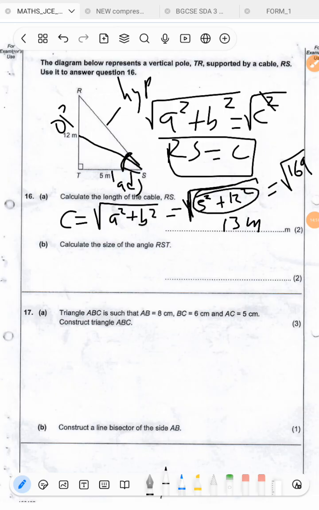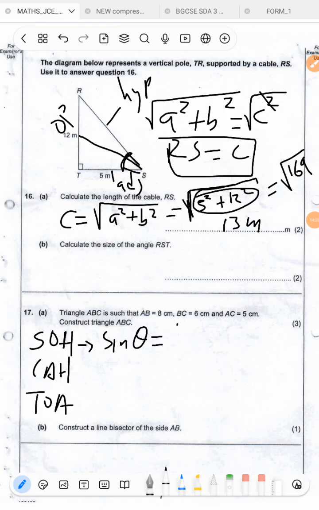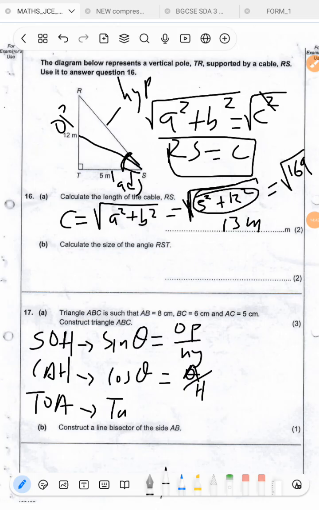Then our trigonometry formula, the way we remember it, SOHCAHTOA. Okay, what does that mean? So sine theta is equal to the opposite over the hypotenuse. Then cos theta is equal to the adjacent over hypotenuse. Then tan theta is equal to opposite over adjacent.